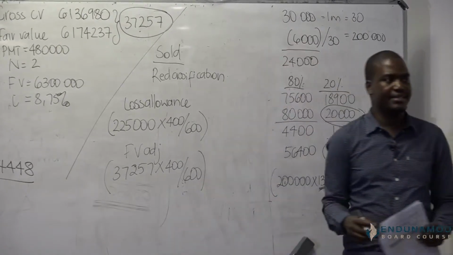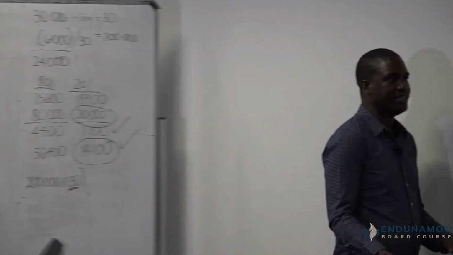And then that is the reclassification adjustment. The loss allowances, do we take the movement or just the balance? It's always the balance for both of them. So it's the cumulative balance. That's what the standard wants. So it has to be the cumulative up to the date that you are selling on.